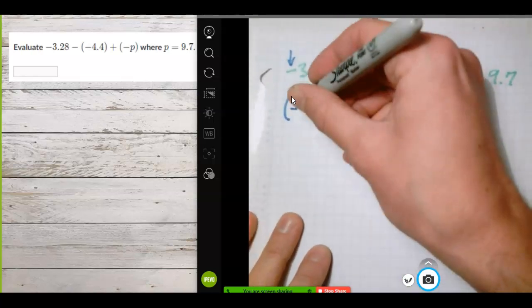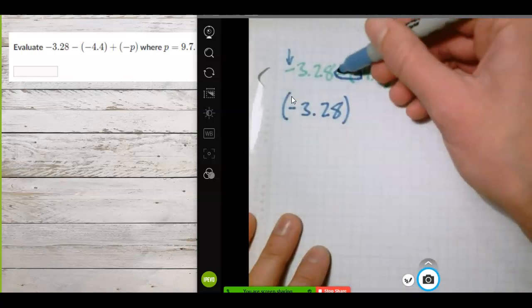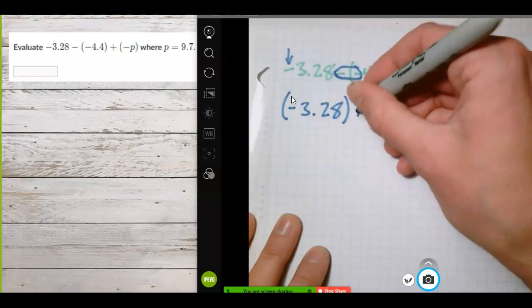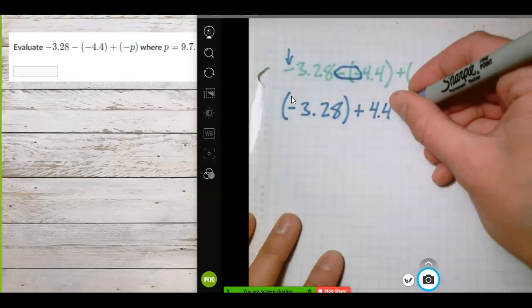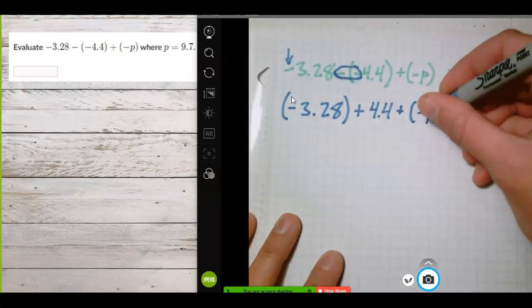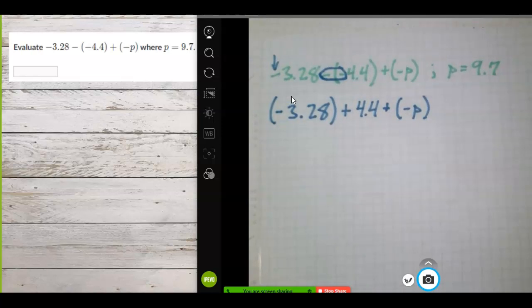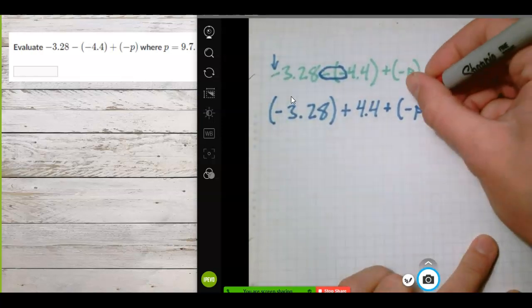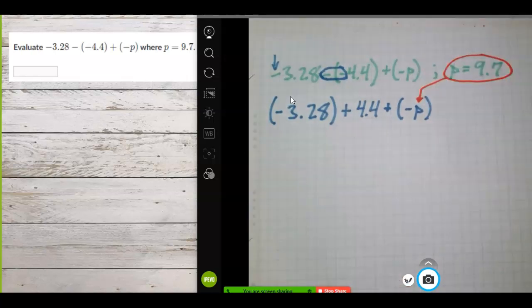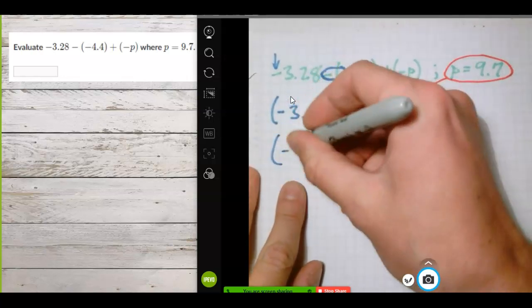So negative 3.28 minus the negative 4.4 really becomes plus 4.4 plus negative p. Now I could have gone ahead and substituted, but I like to take my time. So now we're going to grab this value and sub it in, but only in place of the p, which is actually going to make the 9.7 become negative.